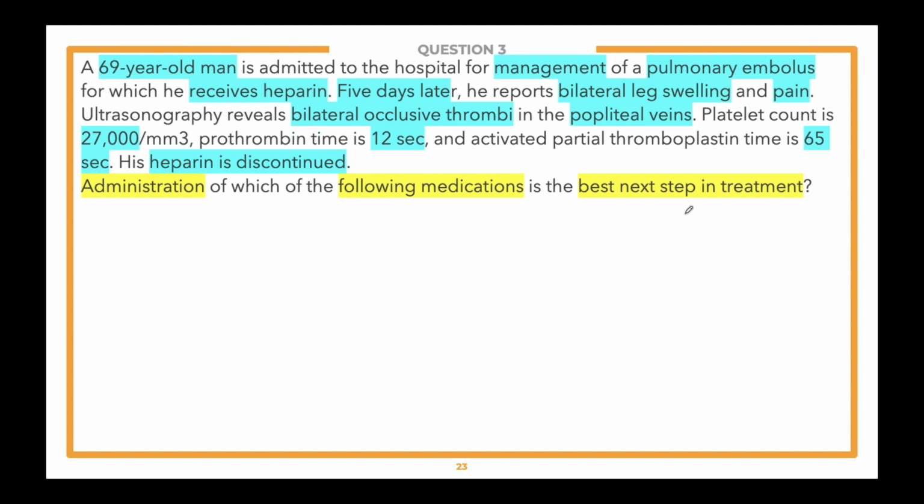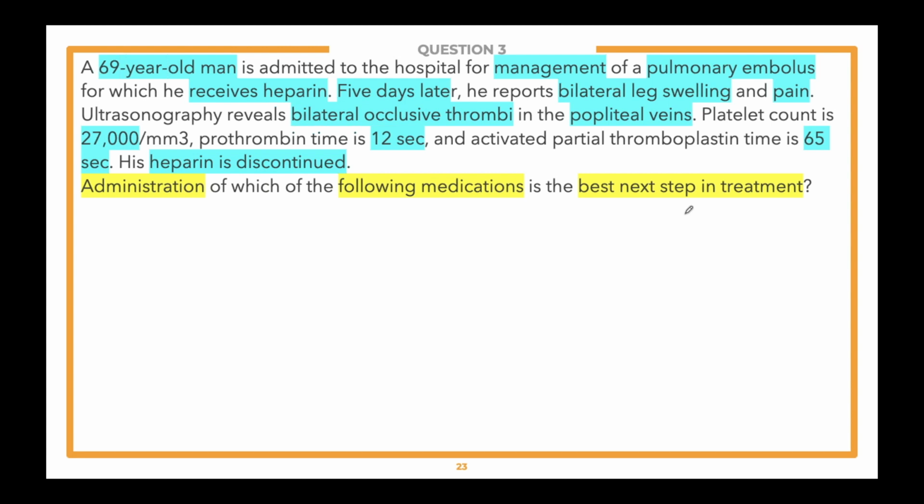Okay. So they give us some important information. They told us that he is receiving heparin. 5 days later, he has this leg swelling. They give us some laboratory values. They tell us the heparin is stopped. Okay, so it seems like they're asking us which medication do we want to administer as that would be the best next step. Okay, so I think we've got a couple things going on. I think one, we've got to figure out what's going on in this vignette, what's going on with this patient, and then two, based on that, what do we then want to do medication-wise? So I think we've got a nice two-step question here.